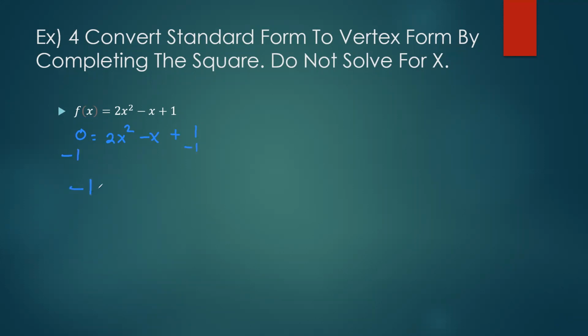So it's -1 equals 2x squared minus x. And then put a little space here. So before we take half of b and square it, we do have to factor out this 2. Do not factor the x, just factor out that 2. So this is going to be 2x squared. And then what is this going to be? I think it's going to be -1/2 x, right? Because 2 times -1/2 is -x.